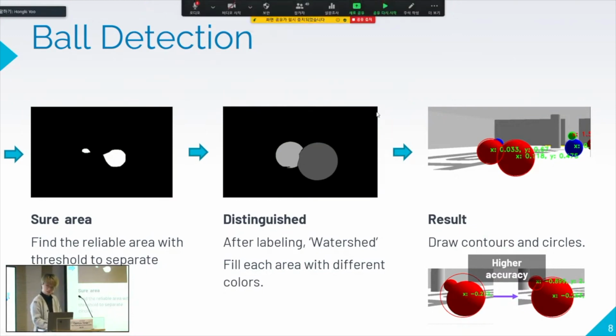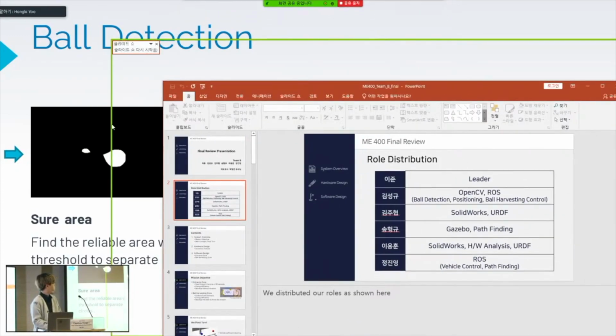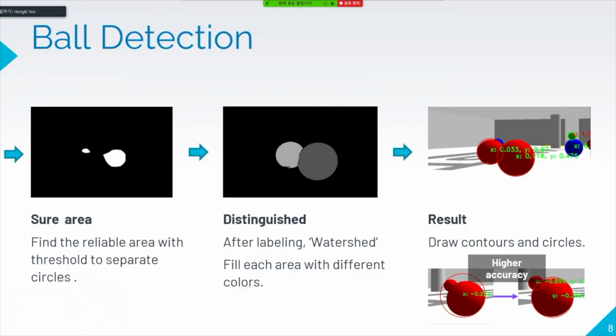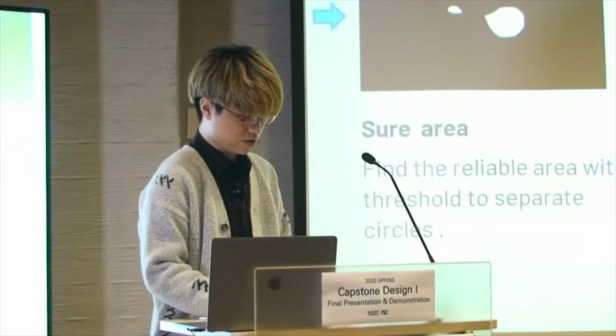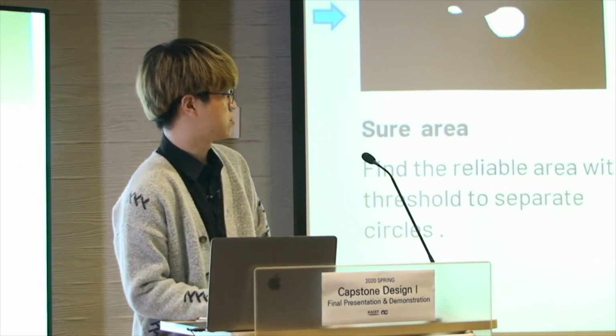area is filled with a different color, until the original ball boundary. This result is then used to make contours and find the coordinates of the balls. This way, we can find balls that are overlapped or hidden behind the pillar.